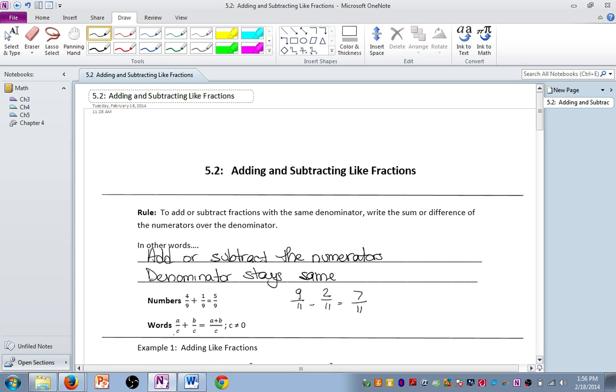If we're dealing with variables, in words, A over C plus B over C is the same as adding the numerators and keeping them over C. However, your denominator, C, can never be equal to 0.